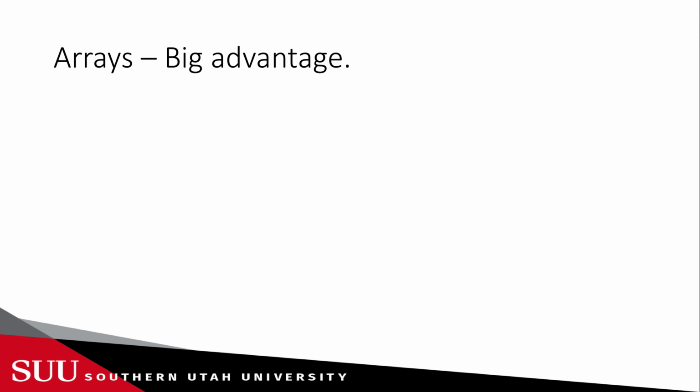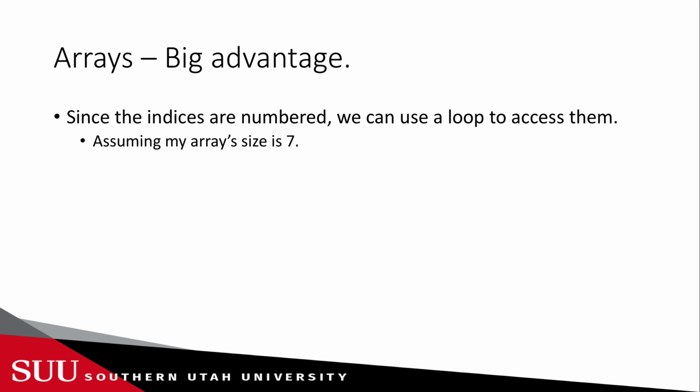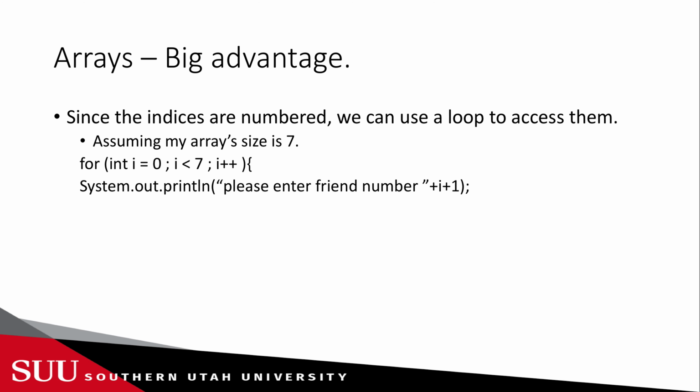So if I assume that my array size is 7, what I can do is write a for loop that is going to start from 0, because I will start from index 0, and then I want it to be less than 7. Because remember, when the array size is 7, the last index I can access is index number 6. And then I can just provide my index in here.